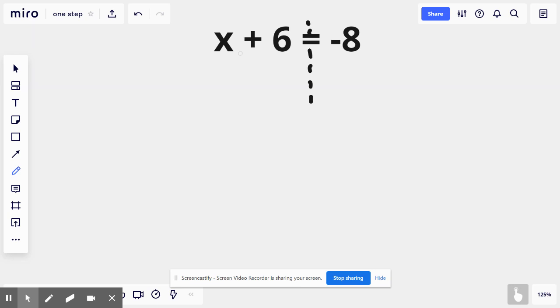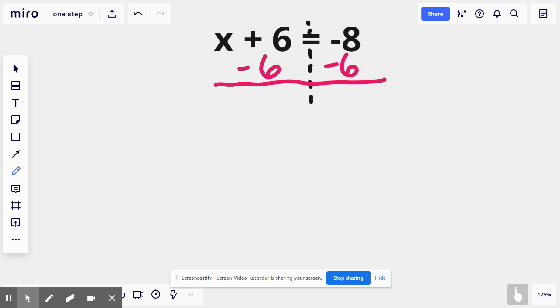So the next question you ask yourself is, what's the opposite of add 6? The answer to that question is to subtract 6. And in algebra, we always do something to both sides. And I'm going to draw a line, and that just indicates I'm ready to simplify.